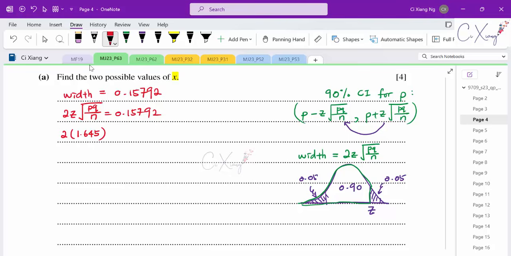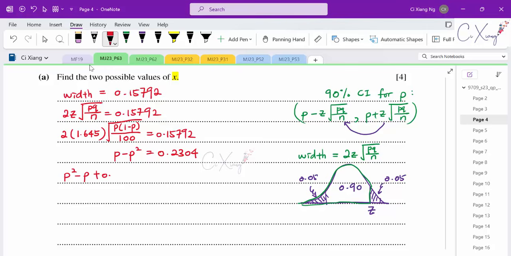Again, P is P, no problem. Then Q, I want to replace it using 1 minus P, so that I have P as the main variable. Then divided by N, N is 100 sample size, then equals 0.15792. Now you might need to use a calculator to help you a little bit. Move all the numbers, 1.645, square root and 100 over, slowly. By right, you will get the number 0.2304 on the right.